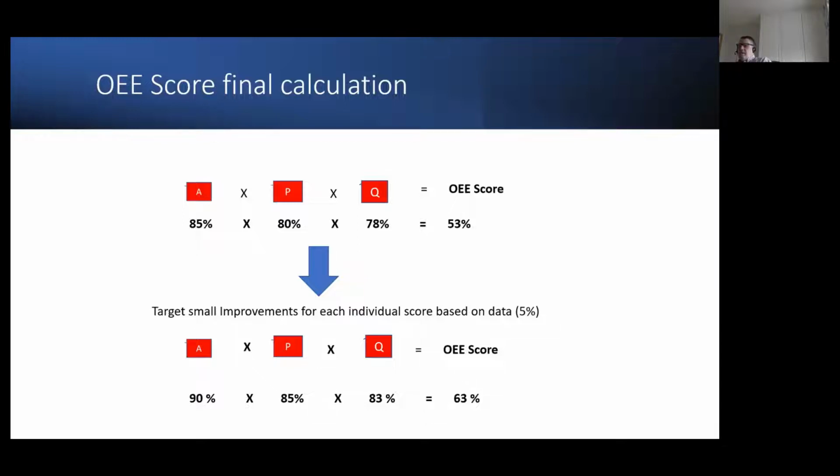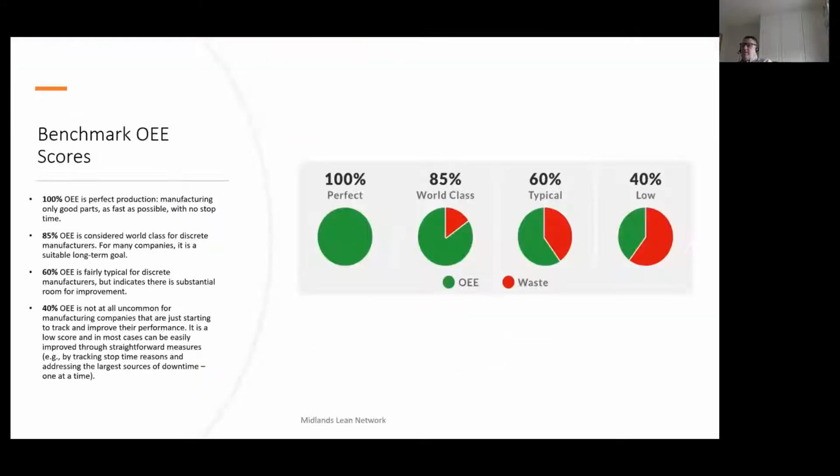So these figures standing on their own don't really mean a lot, but when we actually compare them to an international standard, we can see how they do. So we start with 53 and then we move to 63 due to the improvements we implemented. For benchmark scores for operational excellence, 100% is perfect. I don't think there's anybody who can achieve that. It's beyond Six Sigma, but 100% is the overall maximum score you can get from this.